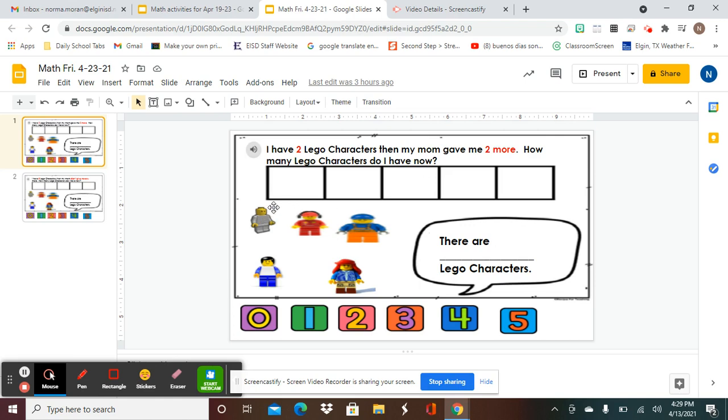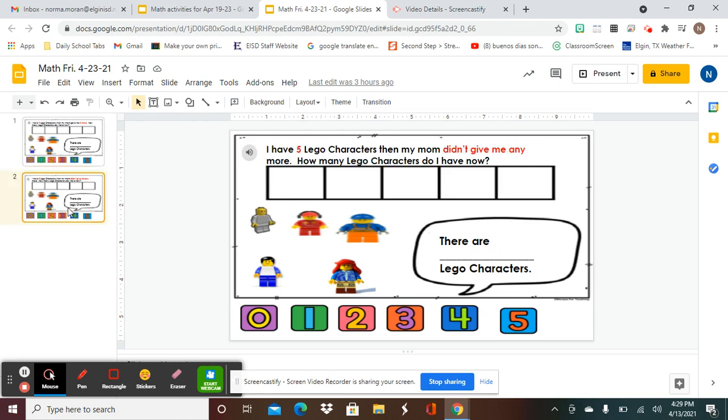How many Lego characters do I have now? So remember, you're going to put 2 Legos first because he had 2 Legos first. So you're gonna put 1 here, 1 here. And then the mom gave him 2 more. So you're gonna put 2 more here, like 1 here, 1 here, equal 2. And then you're gonna count them all together, the ones up here. And then you're gonna find the number down here and put it right there, okay?